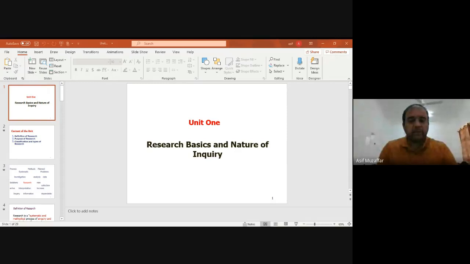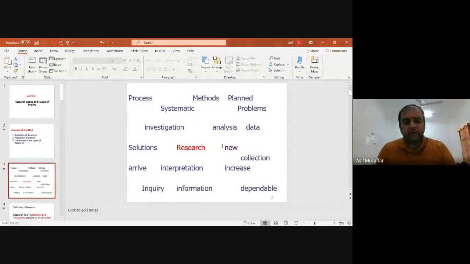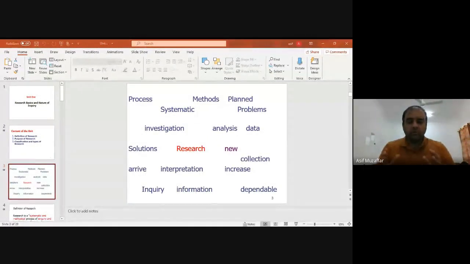So let me start with the definition of research. Before that, you can see the slides which I have shared with you. All the course material is available in your Blackboard. And there are a total of 10 units which we need to cover in this course. So I am starting with unit 1, which is about research basics. These slides are available in your Blackboard.